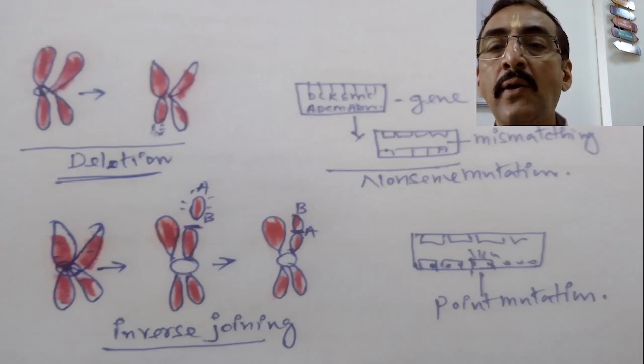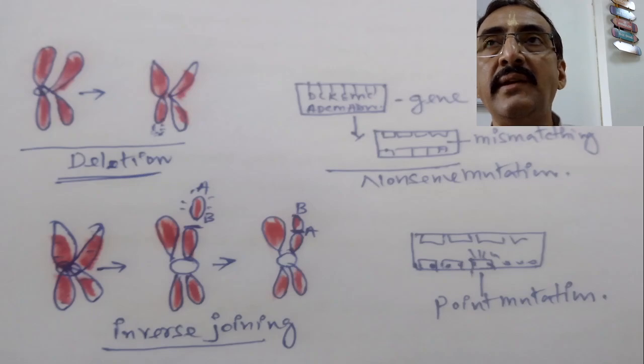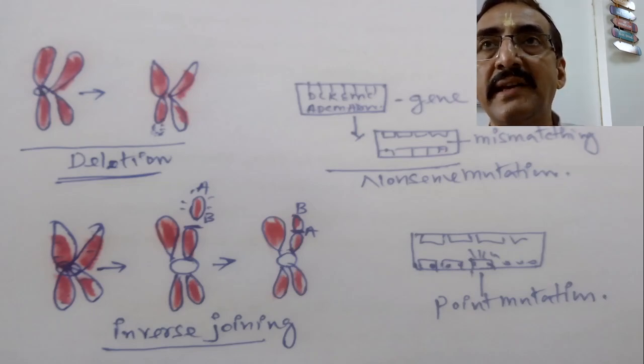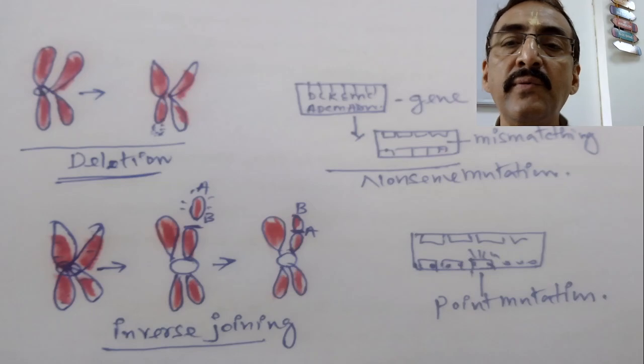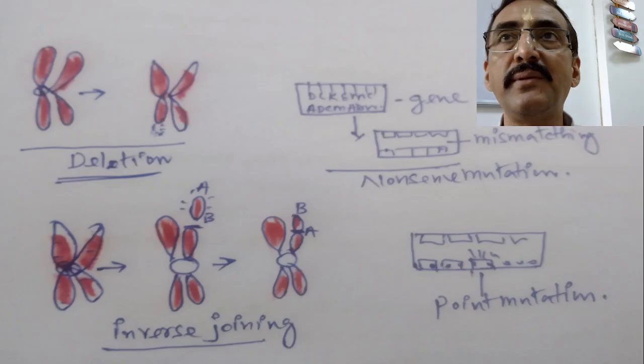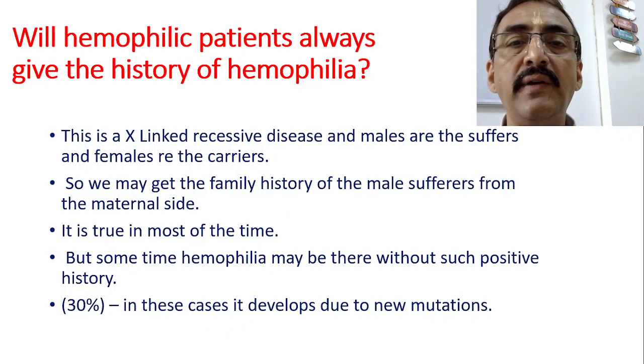And nonsense mutation: suppose there is a gene, and there will be total mismatching. I think you know the amino acid sequence, the nitrogen bases. They are totally mismatching. That leads to nonsense mutation. And the last one is where only one point is affected, that is point mutation. So these are the different pathologies related to hemophilia.